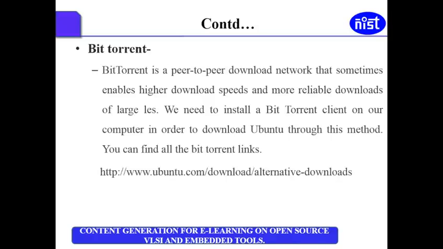So in the next process of BitTorrent download, we can directly move to the BitTorrent site, that is www.ubuntu.com/download/alternate-downloads. We need to install a BitTorrent client first on our computer and then start the download. You can download it through the link available here.